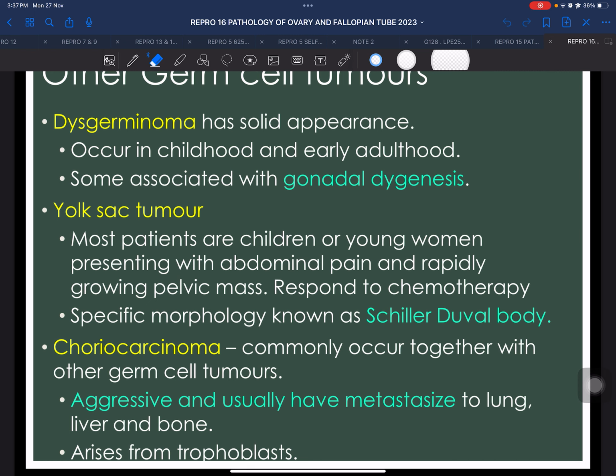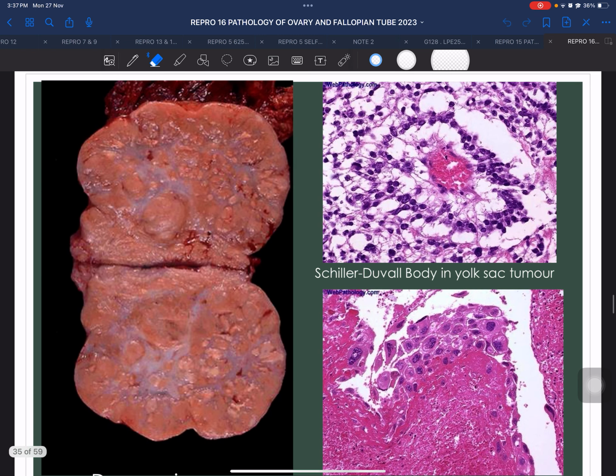Right? Okay, so this is just the appearance of the dysgerminoma. Okay, so the choriocarcinoma is associated with a lot of blood hemorrhage. Okay, so this is an important feature histologically that recognizes that this is a yolk sac tumor. Okay, right. So the next group is sex-cord stroma tumors.